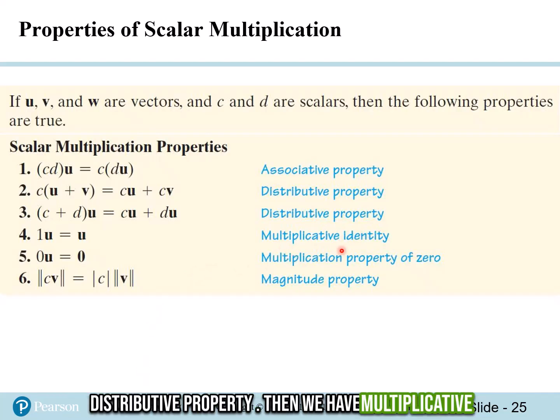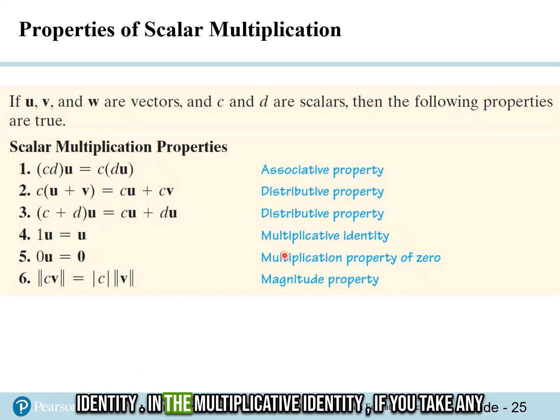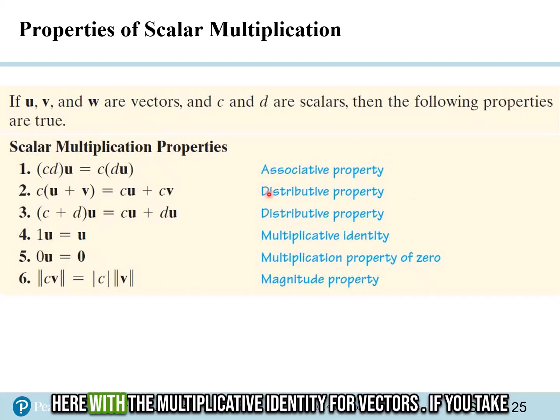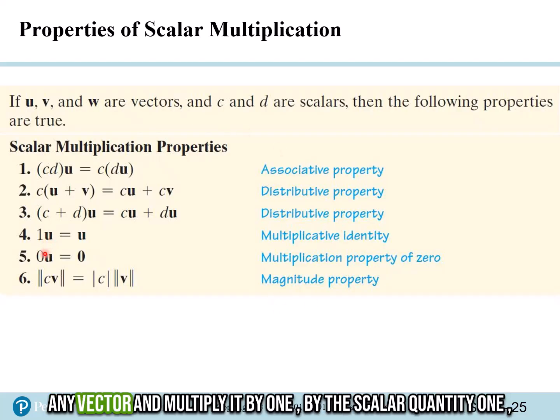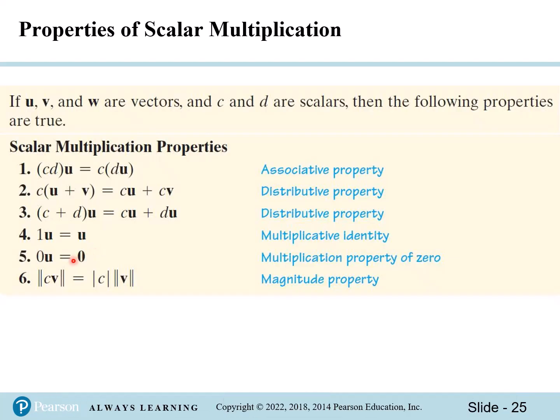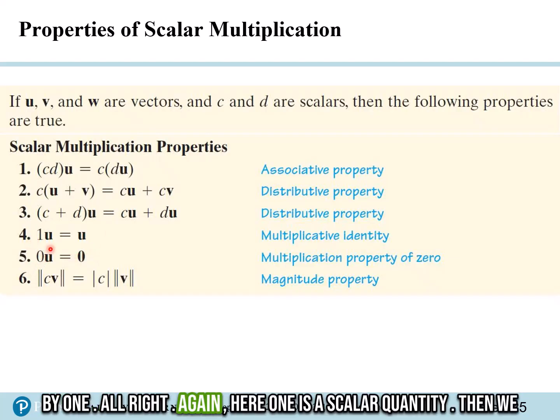Then we have the multiplicative identity. In the multiplicative identity, if you take any number and multiply it by 1, you get the number back. Correct? Same here with the multiplicative identity for vectors. If you take any vector and multiply it by the scalar quantity 1, you will end up with the vector itself, the same vector that you multiplied by 1. All right. Again, here 1 is a scalar quantity.